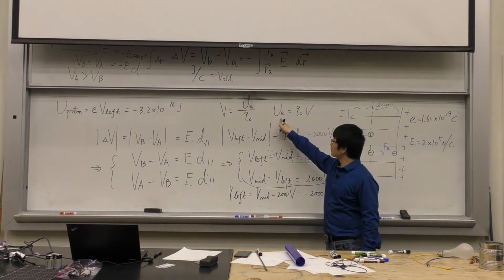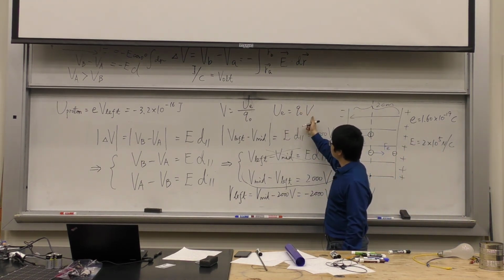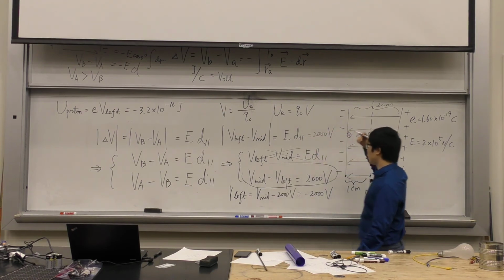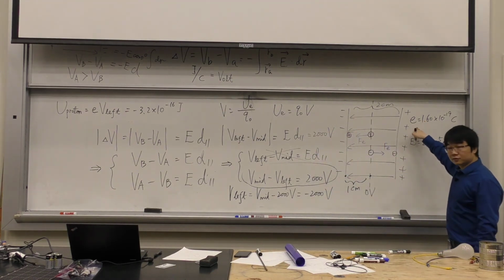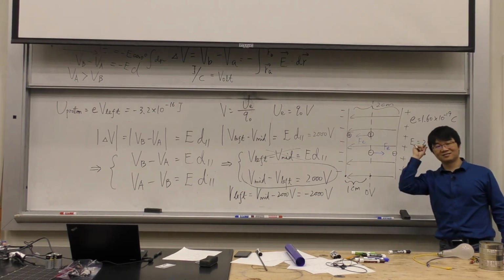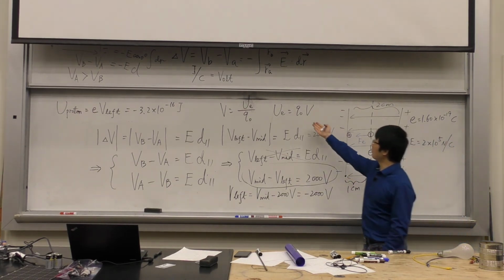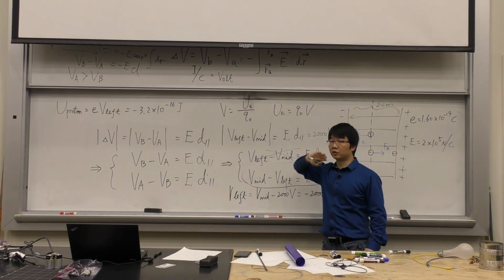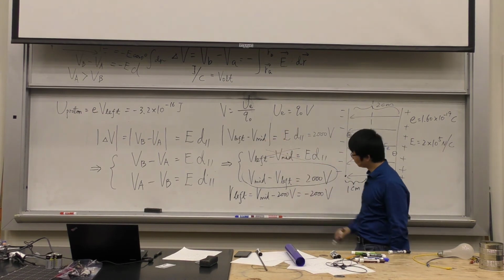I'm still going to do this: the charge times the potential, right? What is the charge of an electron? Negative this number. So you're going to plug in a negative number, okay? Because there's no absolute value sign here, I'm not going to make any negative numbers positive.